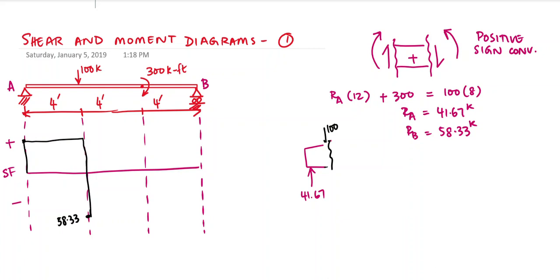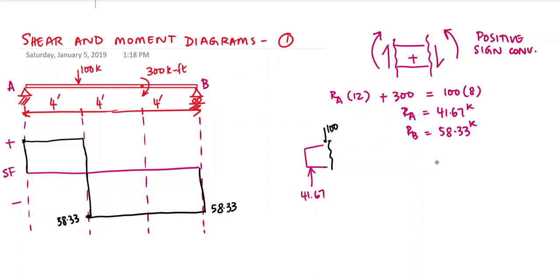Now this is a fairly straightforward and easy shear force diagram, because from the loading you can see that beyond that 100 kip load there are no forces acting. Therefore you can take your shear force diagram all the way down like that at 58.33 negative. That is your shear force diagram.